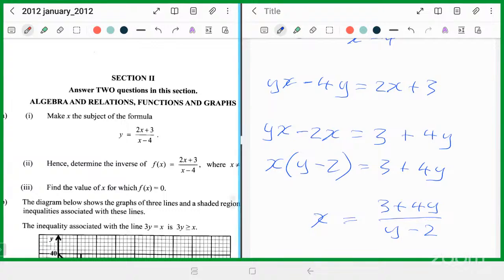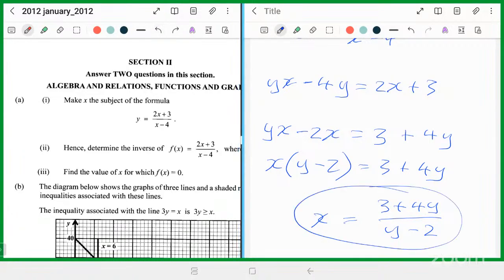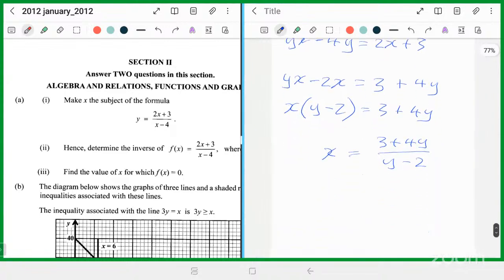And then this part now says, hence, determine the inverse. So the inverse is just going to be this, you know. Just that you make y into x and you make x into y. Right? Simple, because you have already done the transposition that we'll do for the inverse anyway. All right? So you can literally just write it down.